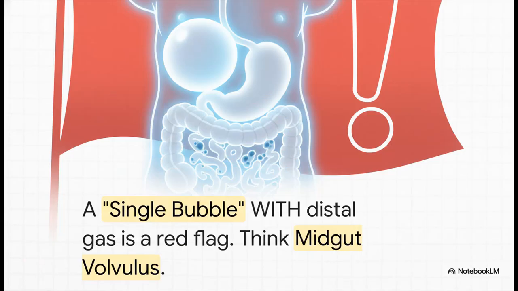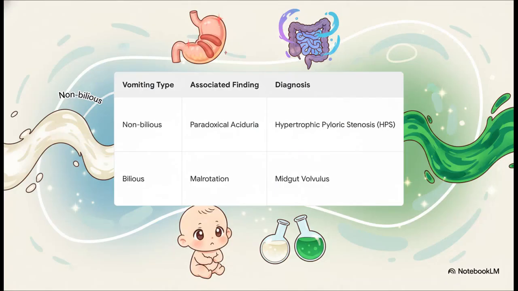But watch out, a single bubble with distal gas, that's an emergency. You've got to think midgut volvulus. With a vomiting infant, the color of the vomit is critical. Non-bilious points to HPS. Bilious, that's a red flag for volvulus.